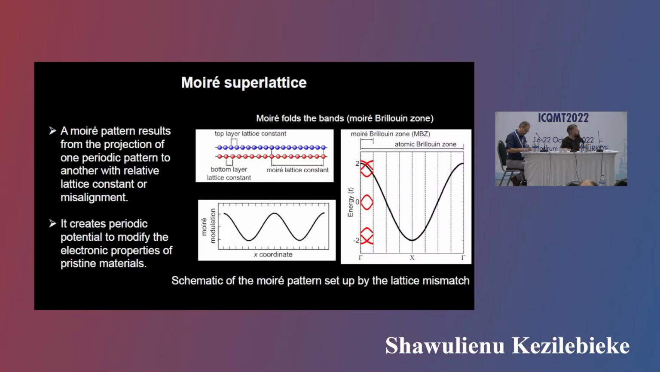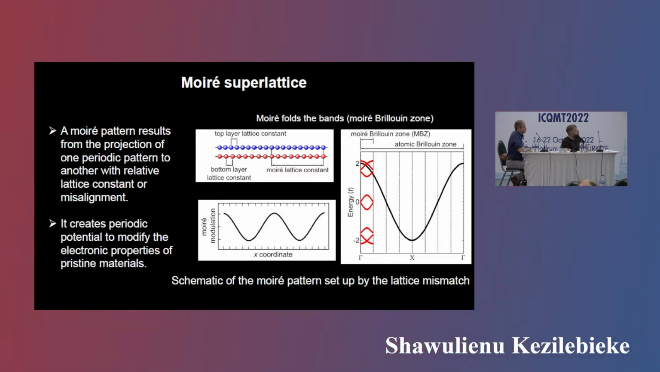So here is a very simple schematic of what a moire pattern is. A moire pattern is basically the interference pattern which arises between two different layers if they have a lattice mismatch or are misaligned with respect to each other. And this lattice mismatch or misalignment gives you a new moire lattice, which is much larger than the original lattice constant you have in the system.